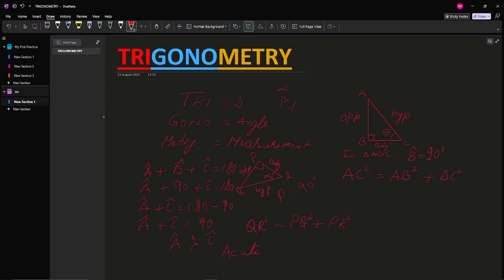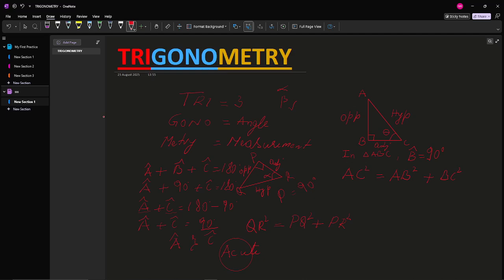Trigonometry, basically, is going to be the measurement of angles. The sum of the three angles of a triangle is 180 degrees. So angle B is 90, which means angle A plus angle C is going to be equal to 90 degrees. That means each of these angles is going to be less than 90 degrees, so it is going to be called an acute angle. Either angle A or angle C is going to be called an acute angle. For my reference, I took angle C as theta.